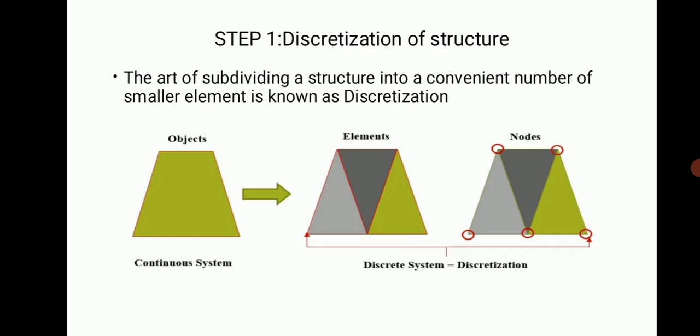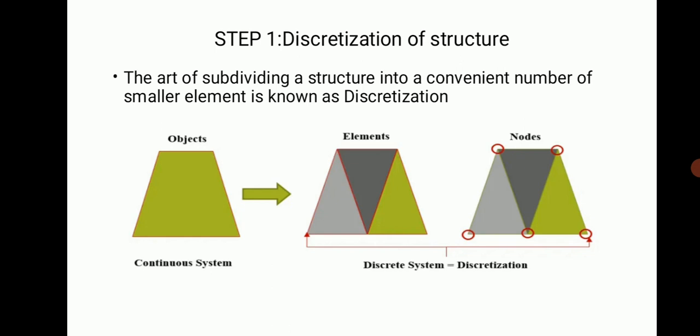So the first step is discretization of structure. The art of subdividing a structure into a convenient number of smaller elements is known as discretization. Actually, the smaller elements are classified as one-dimensional elements, two-dimensional elements, three-dimensional elements and axisymmetric elements. One-dimensional elements are bar and beam elements. Triangular and rectangular elements are considered as two-dimensional elements, and the tetrahedral element and hexahedral elements are considered as three-dimensional elements.